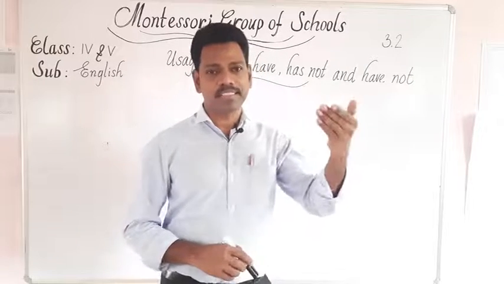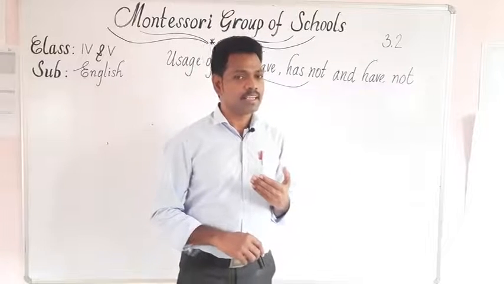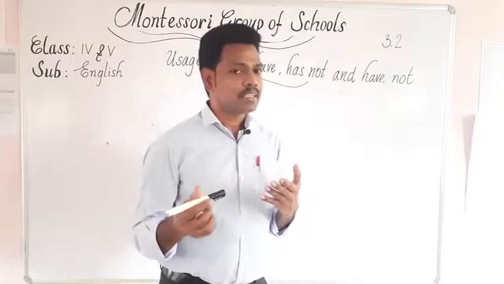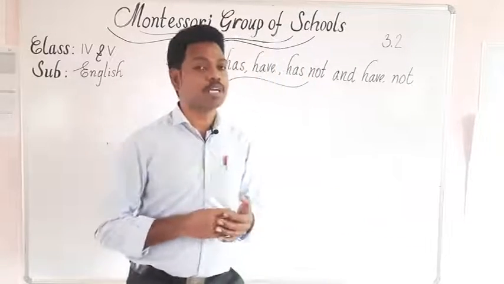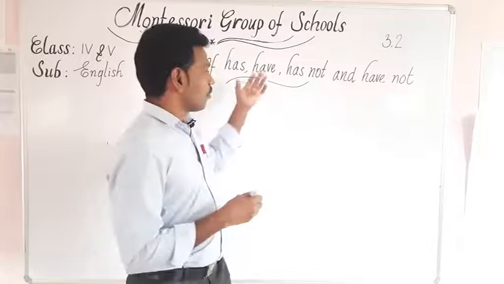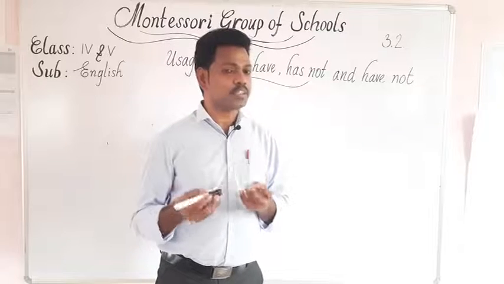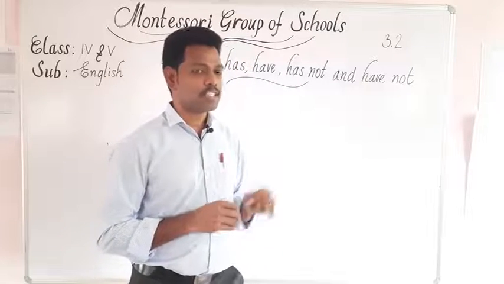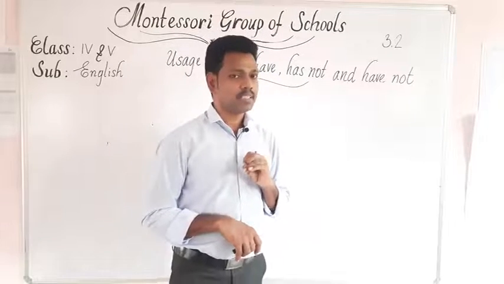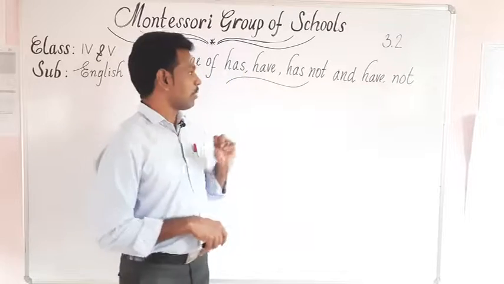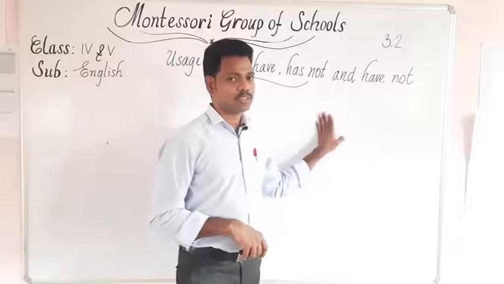I'll just rewind what is has and have. As I told you, they are the main verbs with to have. They are different forms of the verb to have. And then we revised where we use them and what are the two cases to use has and have. First one is possessive case, second one is helping verb. And we also talked about the negative form of has and have, has not and have not.